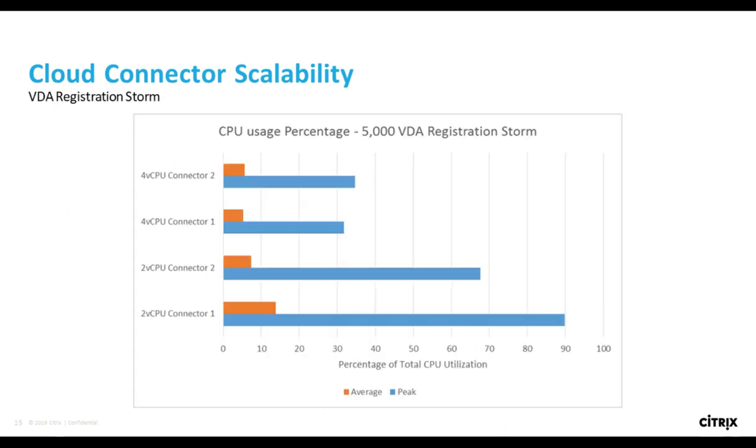So the first test we'd like to go into is the VDA registration storm. As you can see here, the 4 vCPU scenario was able to outperform the 2 vCPU scenario that we have here. So what this chart shows is a percentage of total CPU utilization, so lower is better.